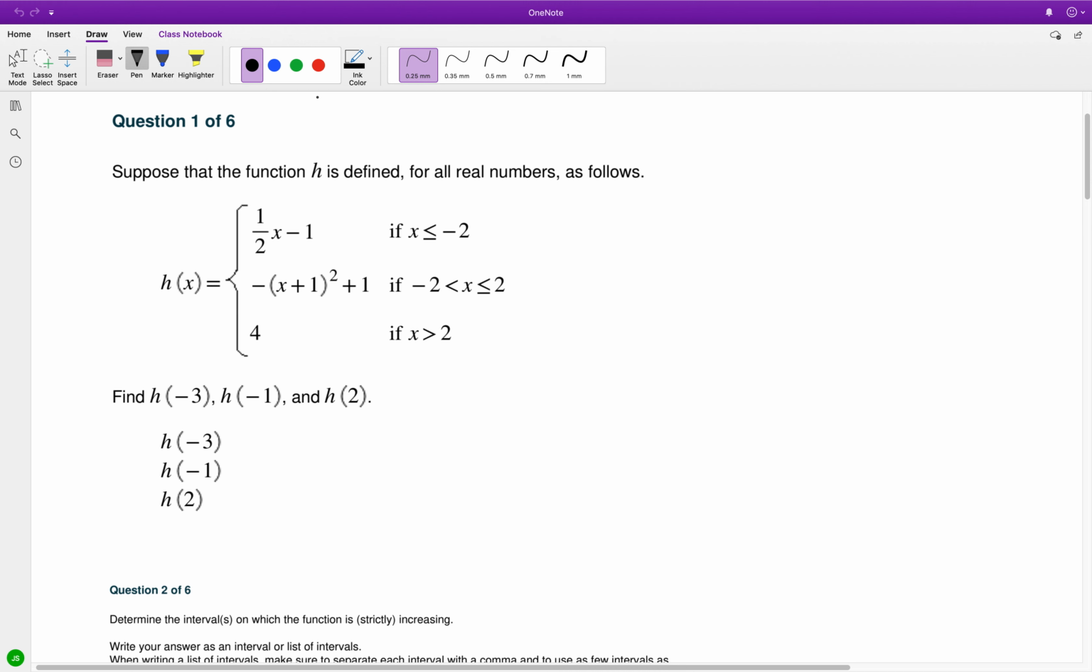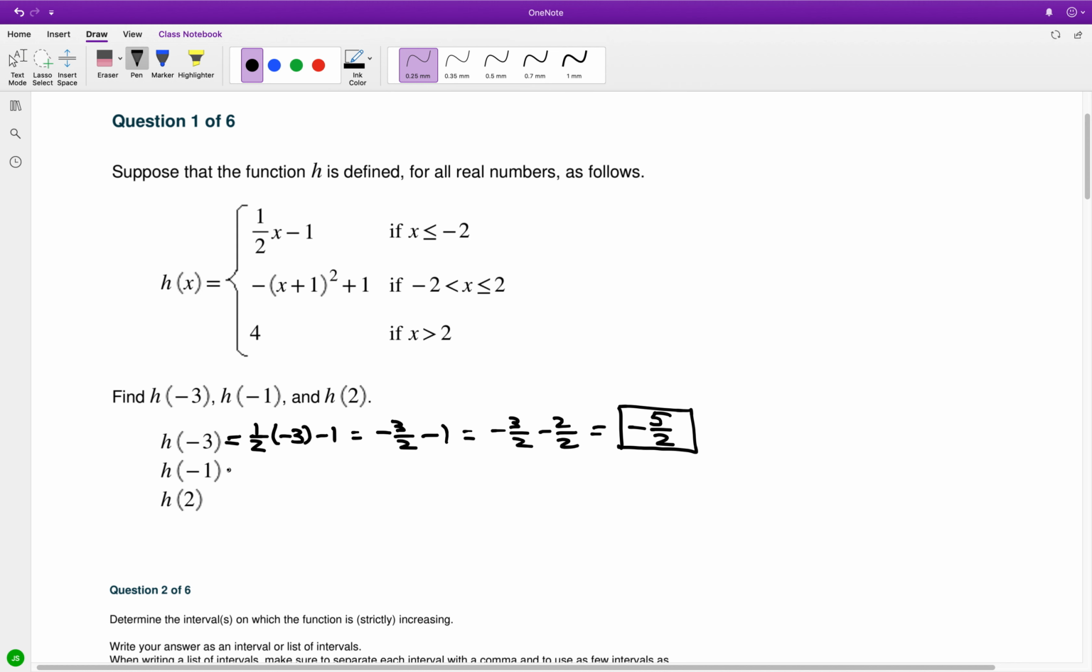Now for h of negative 3, if you notice, negative 3 is going to be our x value. Negative 3 is less than negative 2, so negative 3 does belong to this first inequality statement. In terms of what to do with negative 3, I'm going to take 1/2 of that. So you have 1/2 of negative 3 minus 1. Half of negative 3 is negative 3/2. Take away 1, and we have negative 3/2 minus 2/2. So h of negative 3 ends up at minus 5/2.